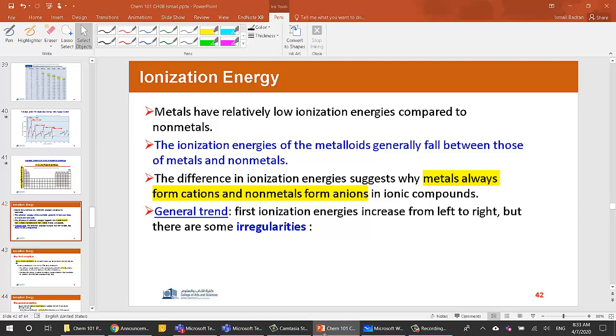Now, the ionization energy for metalloids generally falls between those of metals and non-metals. The difference in ionization energy suggests why metals always form cations and non-metals form anions, which makes sense. And the general trend here is that first ionization energy increases from left to right, but there are some irregularities, okay?